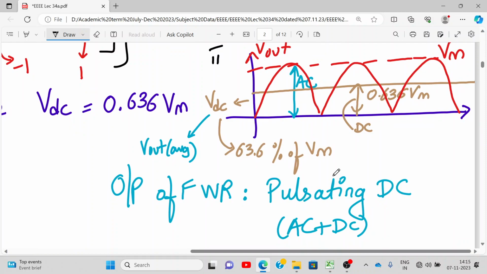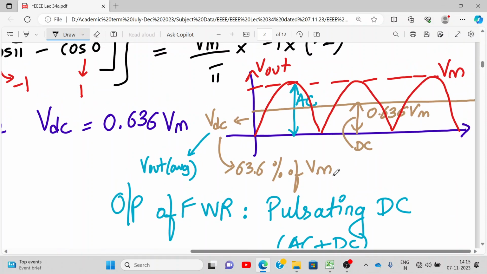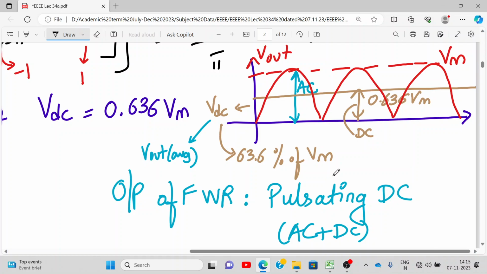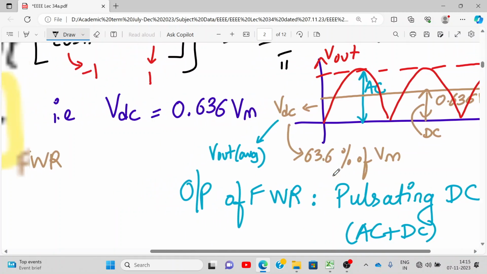So what is the output of this full wave rectifier? It's a pulsating DC. That means it contains both AC as well as DC components. It's not a pure DC. It's a pulsating DC. All right. Can I move on to the next one?